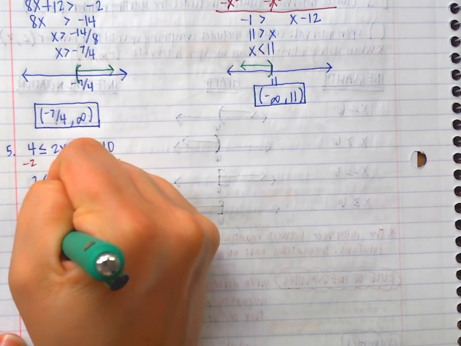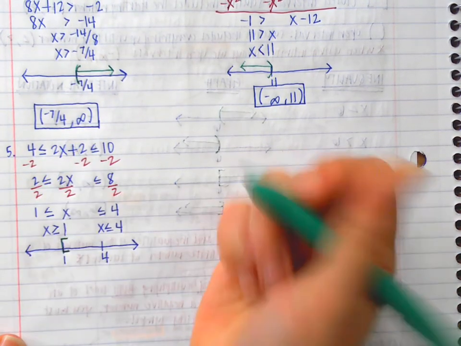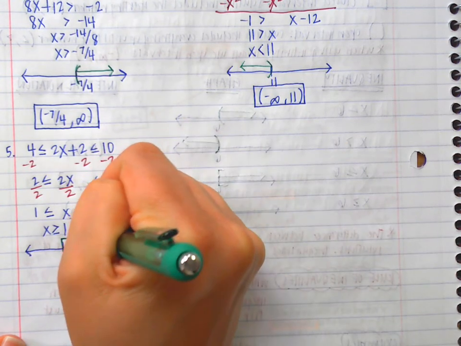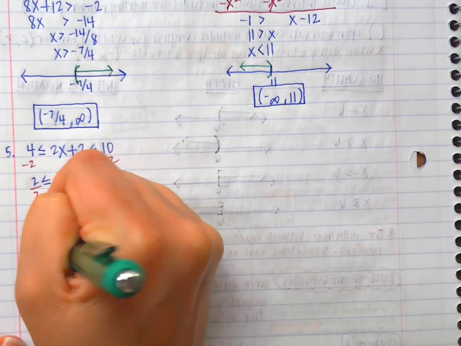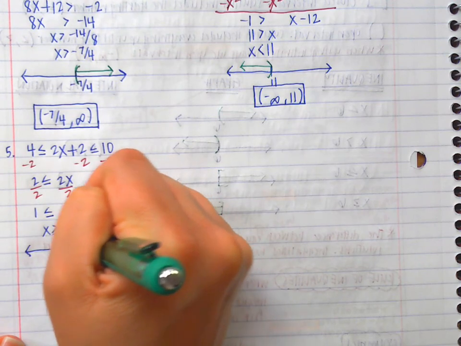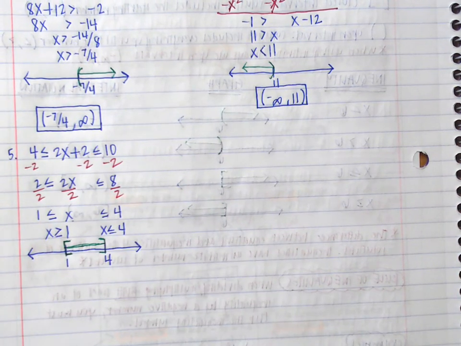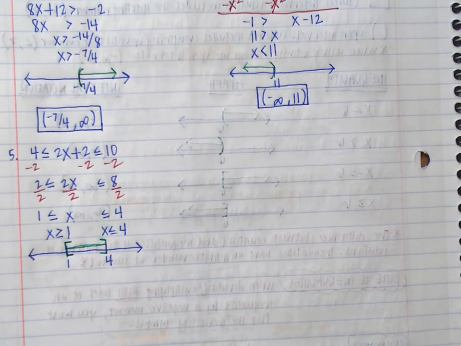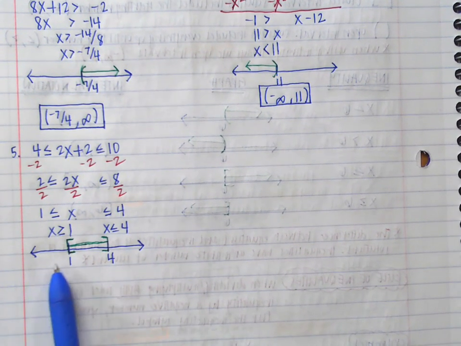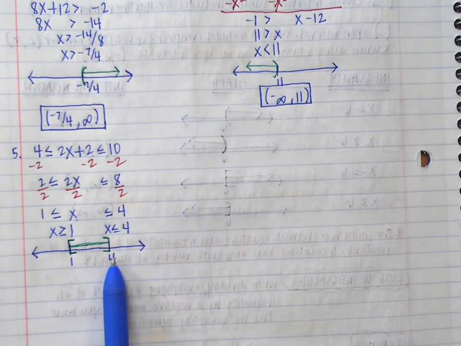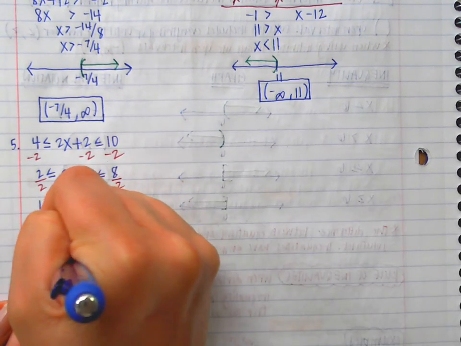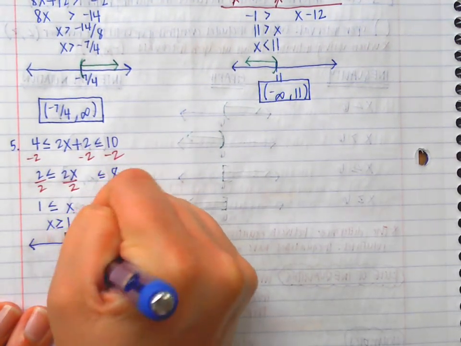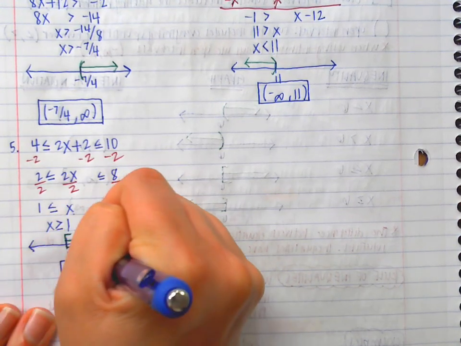So greater than or equal to is that bracket, and less than or equal to 4, so again, another bracket. Positive in the 1 direction, negative in the 4 direction. Then to write that in interval notation is actually really easy. It starts at 1 with a bracket and ends at 4 with a bracket. And that is your answer.